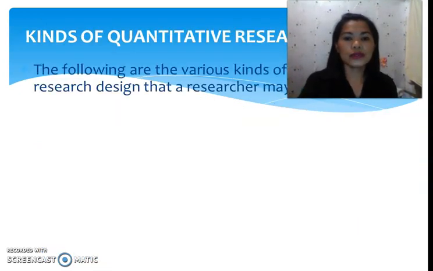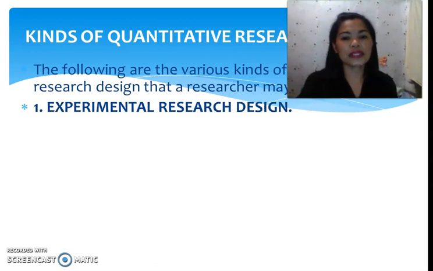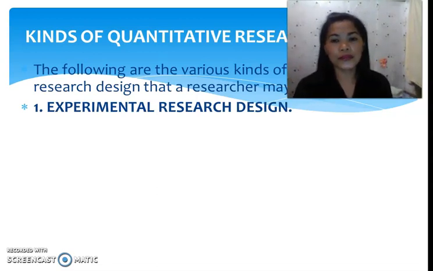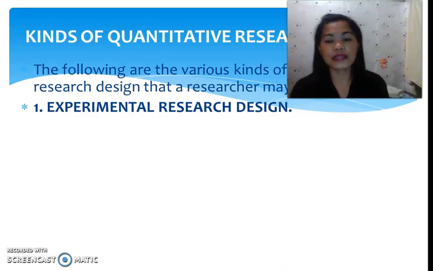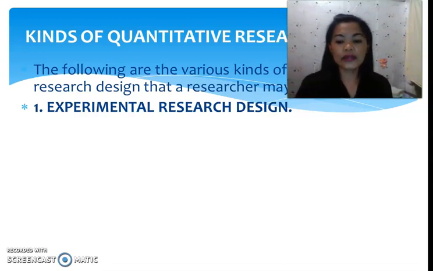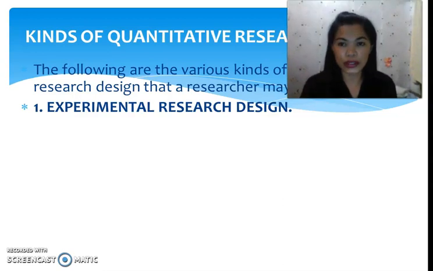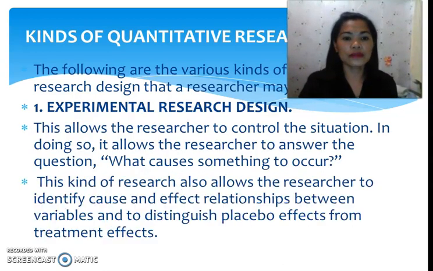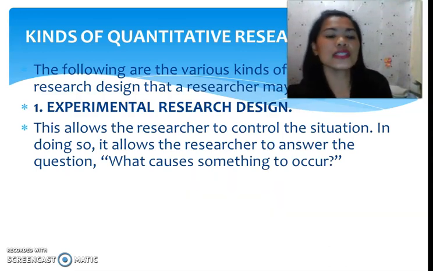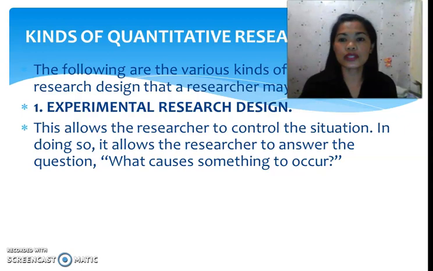Then we are going to start with the experimental research. Actually, the research designs are classified into two, or rather three. Two, the bigger ones: experimental research design and non-experimental. So under experimental research design, we're going to start off with this. Experimental research design allows the researcher to control the situation.